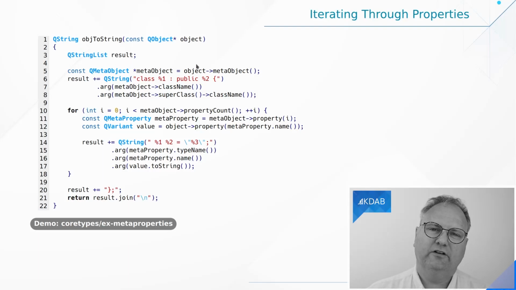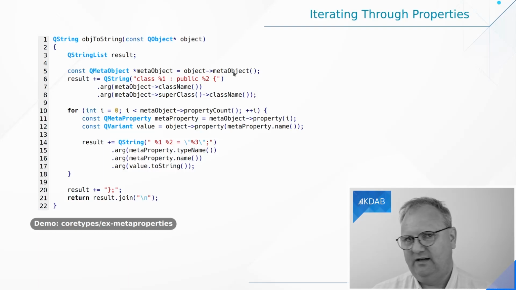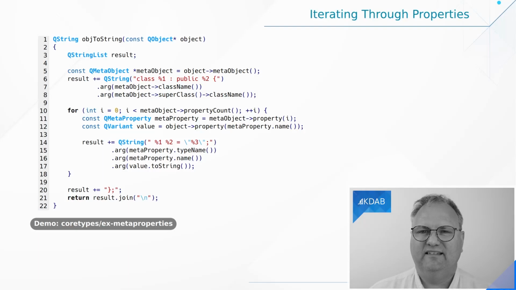And what I'll do is I'll go to my object and I'll say, can you give me the meta object? And remember, the meta object is meta information about the object in a QMetaObject class. So it has a number of methods that tell me information about objects, namely this one here. And in my result, I will add class something, public something, opening brace. And that something is the meta object class name, and the meta object superclass pointer class name. So that way I can ask an object for its class name, and even its superclass name.